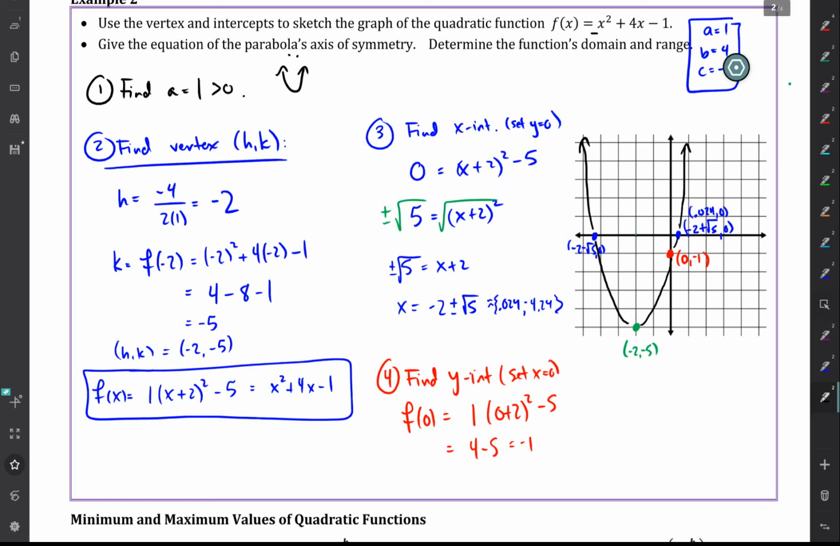Okay, so that's just kind of an application of some of the theory we learned last time about how to solve quadratic functions.